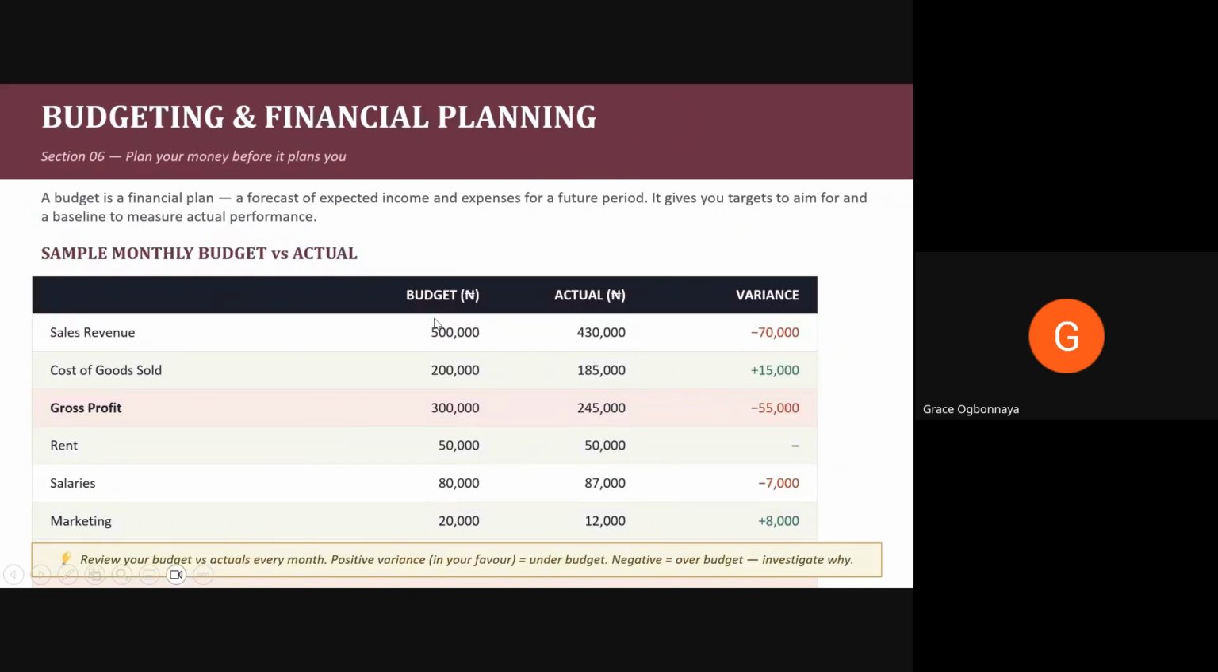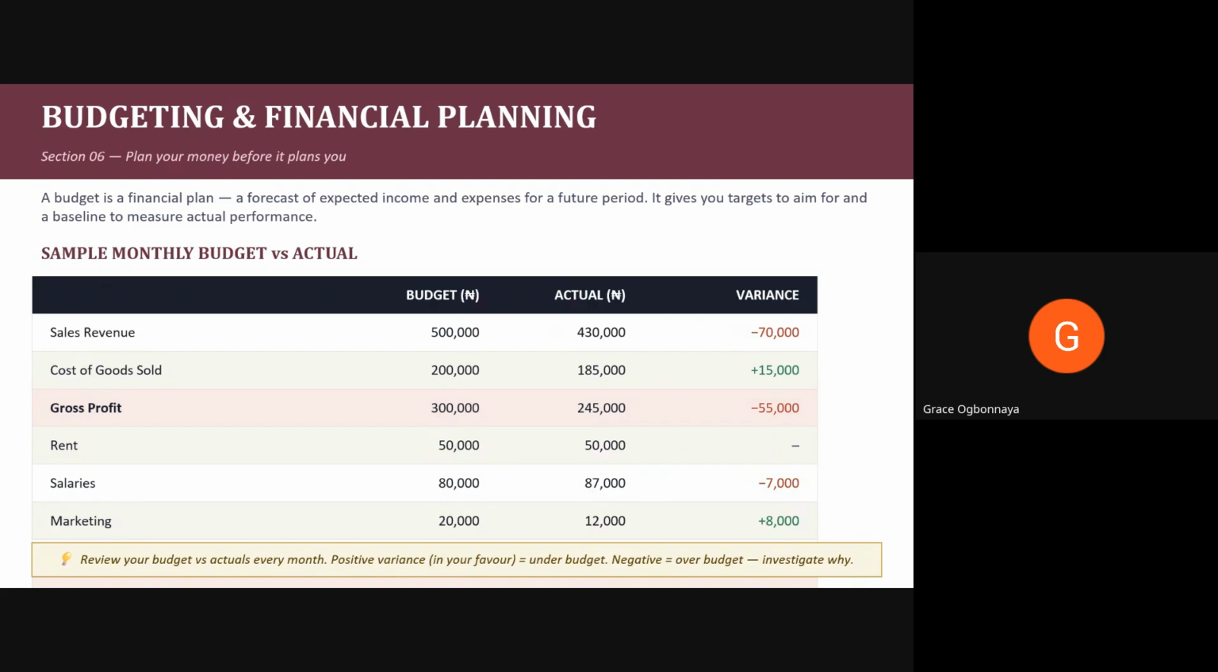Then budgeting and financial planning. Many of us don't do this, and I think it's something that we can explore as business people. You can decide that, okay, before this new month starts, before July comes, let me state how much I want to sell.